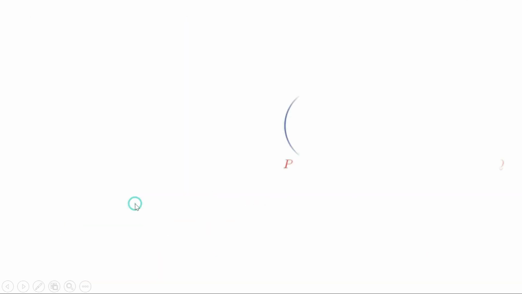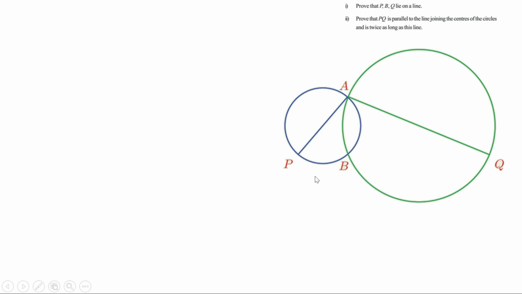Now let us look at the figure at first. We have to prove that P, B and Q are on a line. So it is enough to prove that the angle between PB and BQ is 180 degree. Let me join PB at first. Now let me join A to B. What is this angle? It is 90 degree because that angle is in this semicircle. So we can say angle ABP equal to 90 degree.